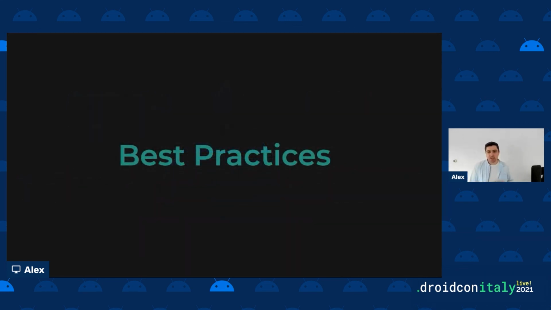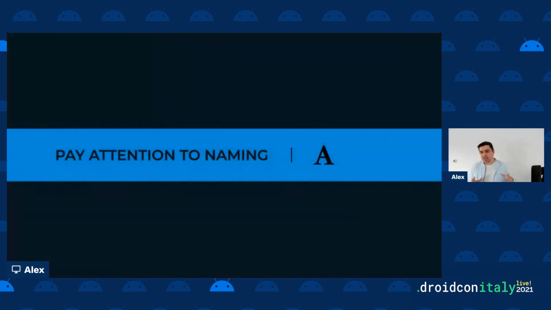And the last section is best practices which can be used to make our life easier. And of course, the first one is to pay attention to naming, because one day your test case will fail, and it's much better to take a look at the report and understand, oh, most probably I know why it's failing, because I recently did some changes for it.